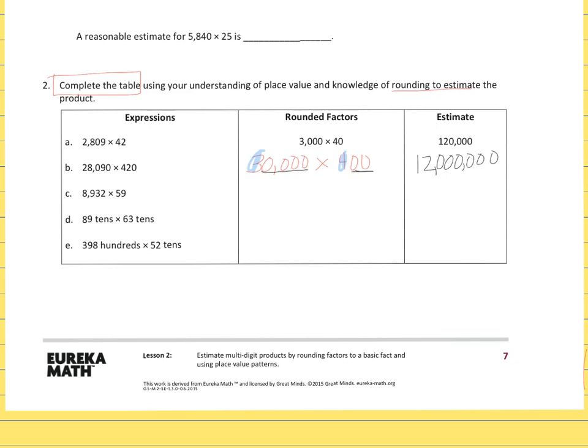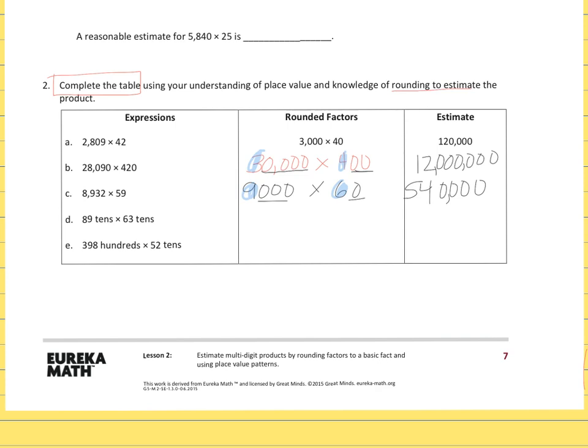8,932. Is that closer to 9,000 or 8,000? That's closer to 9,000. And we've got 59. That's closer to 60. Here's our basic math facts. 9 and 6. That's going to give you, if you know your 9s or your 6 times tables, 54. And then you have 3 zeros here and a 0 there. That represents 10,000. So that means you got to put 4 zeros at the end, so you get 540,000.